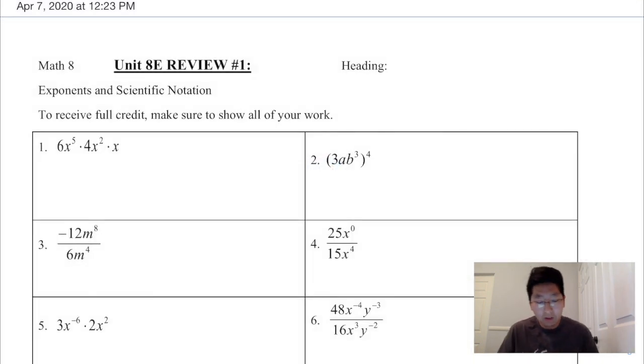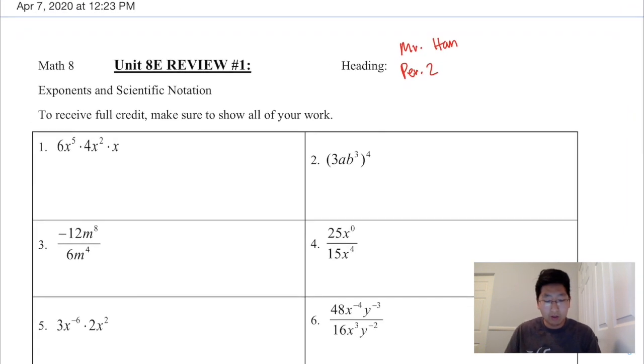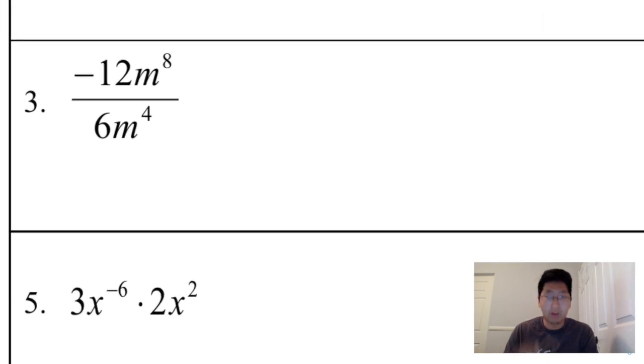So, first thing we're going to do, we're going to look at number 3. Make sure you put your name on the top. Period 2. Okay. And right here, to receive full credit, make sure you show all your work, okay? For these first problems, all I want you to do is expand and simplify. So here, we're going to start with number 3. These are the notes that I just gave you the other day, okay?